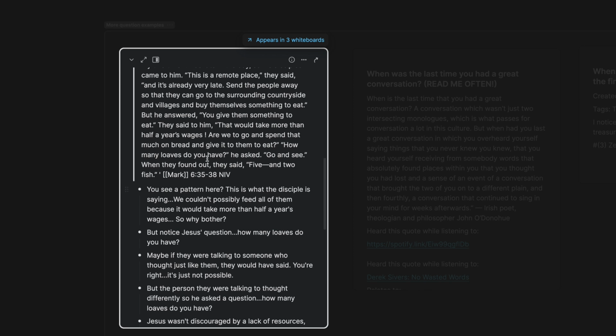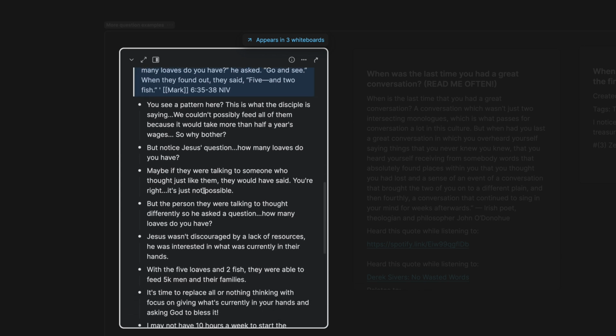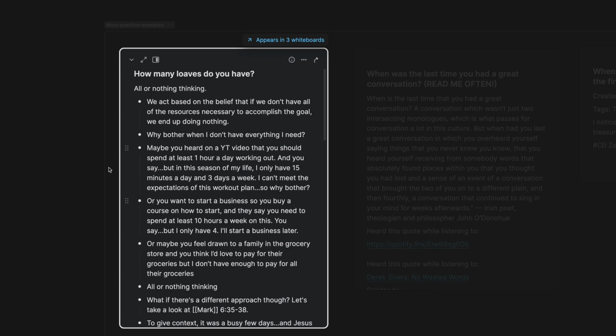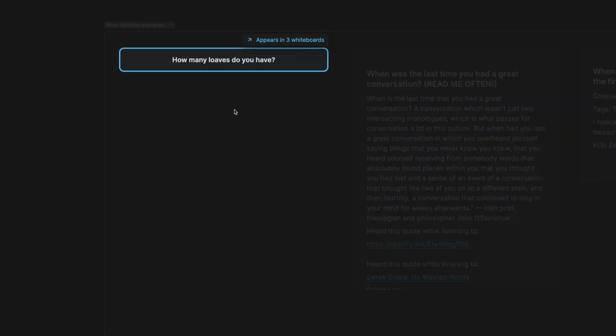I have the actual source text from the Bible. I have my thoughts, and as you can see, I'm using bullet points so I can easily scan and go through this. But I have this question before I even get into the context. How many loaves do you have?